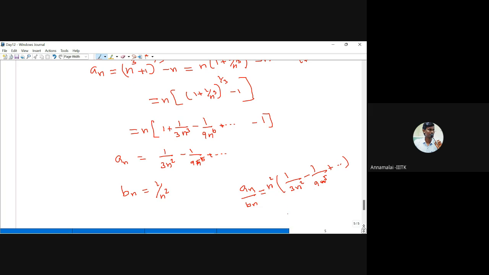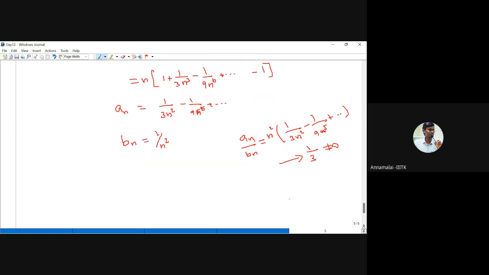Now what is the limit? This goes to 1 by 3. It's a non-zero number. For the limit comparison test, if we get some an by bn value as a non-zero value, both have the same behavior. Now the series summation bn is convergent because the 1 by n square series converges. Therefore summation an is convergent.